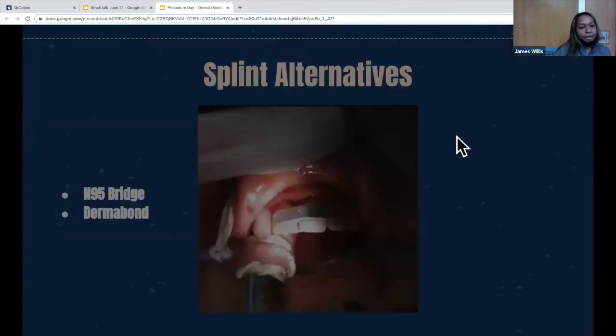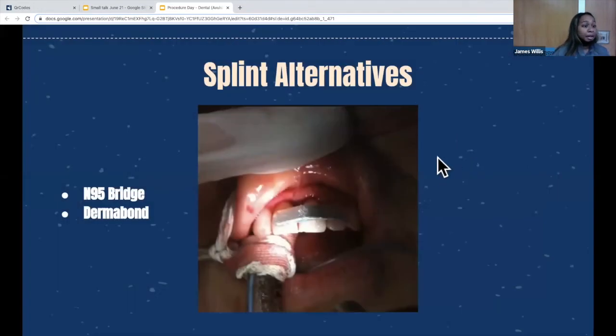If you don't have it, an alternative that I found that I thought was pretty cool is you can use a Dermabond and a bridge of an N95 mask. I hope you can see the picture, but you can use this for dental avulsions and also to stabilize luxations. It's a temporizing fix, but you do all of the same things with cleaning the tooth and making sure it's in a satisfactory position.